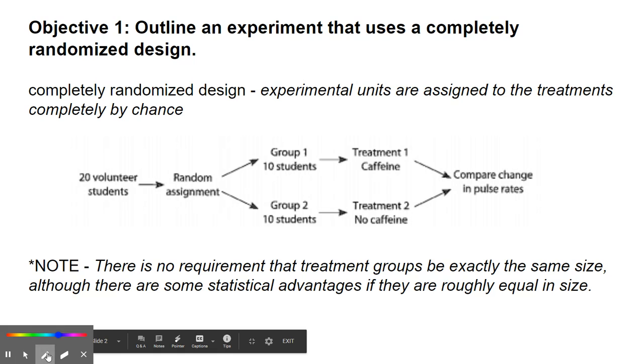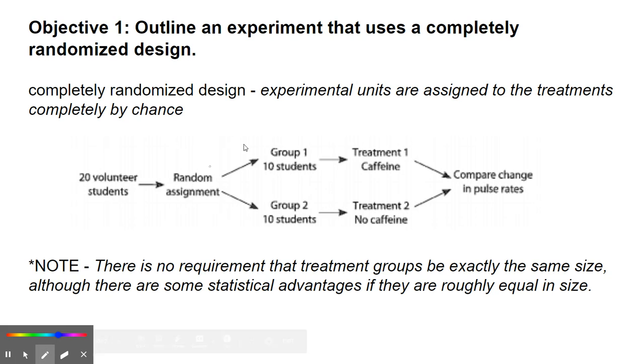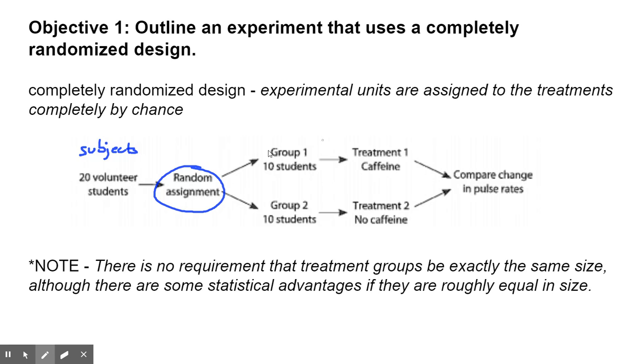So first of all, how do we create a completely randomized design? Well, it's this flow chart here. We're going to start with our subjects every time, the number and who they are. We're always going to randomly assign them, and then this breaks off into your groups. Now, there's not always just 2 groups. There could be 3 groups, there could be 4 groups, okay? So the number of arrows depends on how many different treatments you're looking at. Typically, though, you want your groups split evenly. Now, this note down here says there's no requirement that treatment groups be exactly the same size, but there are some statistical advantages, so try your best to make them equal. So again, 20 can go into 10 and 10.